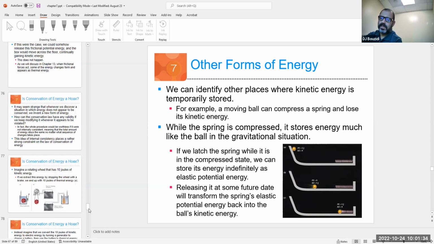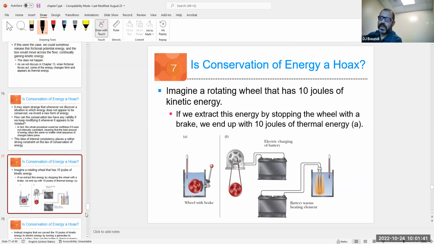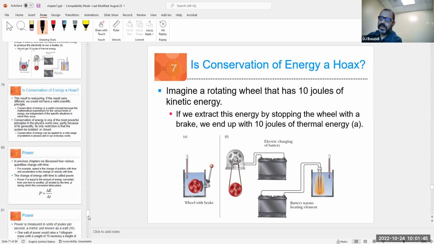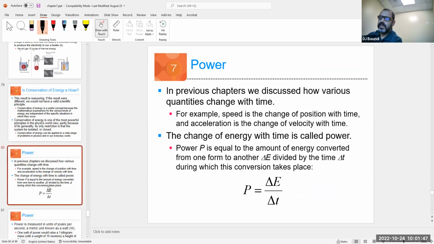Let me talk about the concept of, this is actually part of the discussion that you guys are going to have in your discussion today. This is the concept of power, okay? And I know this was also part of the lab. So how much energy is changing per unit time is the power.